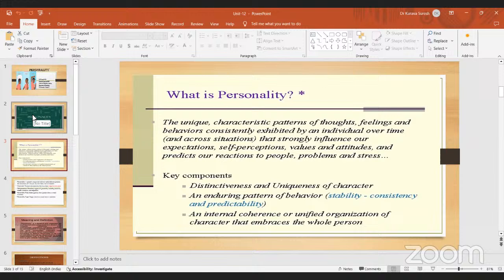Key components of personality: distinctiveness and uniqueness of character, enduring patterns of behavior, stability, consistency and predictability of behavior, and internal coherence, a unified organization of characteristics that is embraced within the whole person.